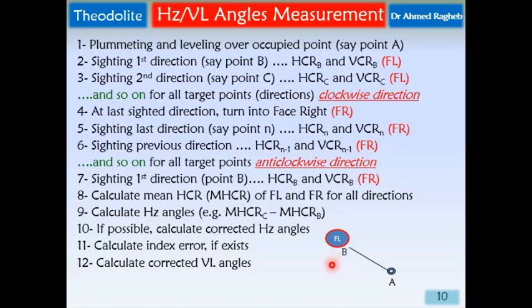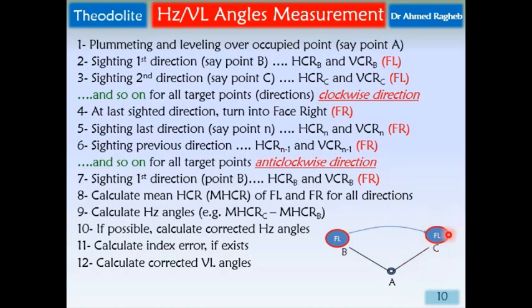Then rotate in the clockwise direction to point C in the same face, and get the horizontal circle reading in face left for point C, and the vertical circle reading in face left for point C, and so on for all target points. Say you have points D, E, F, and G. Finalize all directions in one face in the clockwise direction.